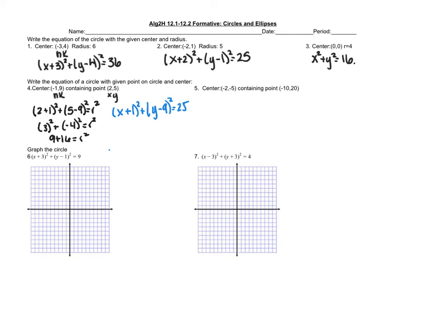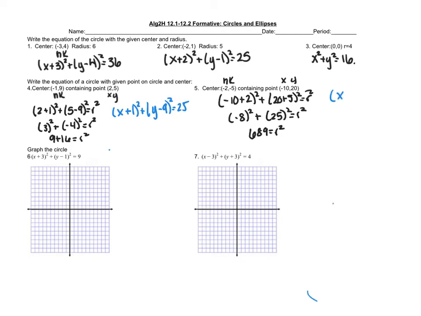Center's at negative 2. Okay, so this is your h, k, your x, y. So (x minus h) squared plus (y minus k) squared equals r squared. So this is negative 8 squared plus 25 squared equals r squared. So r squared is 689. So when we write the equation, (x minus h) squared plus (y minus k) squared equals r squared.